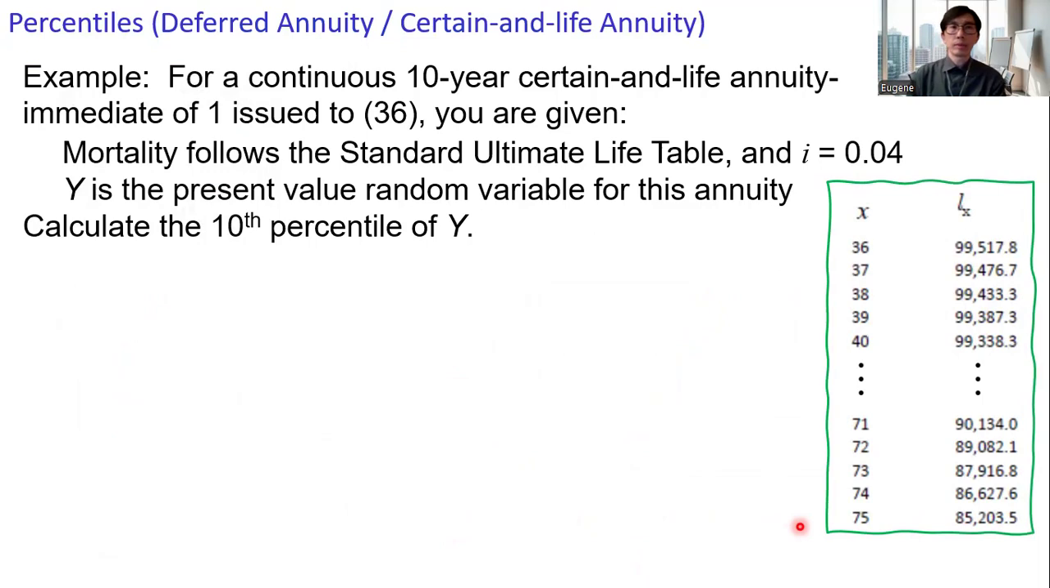All right, let's take a look at an example. Here we have a continuous 10-year certain and life annuity immediate. Annuity payment $1 issued to an individual at age 36. Mortality follows the standard ultimate life table here. I is 0.04. Calculate the 10th percentile of Y.